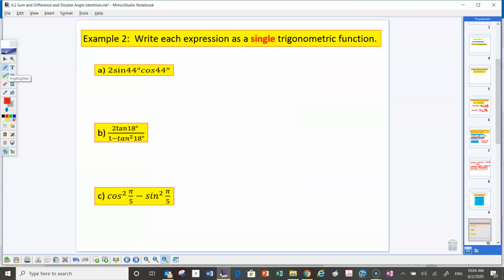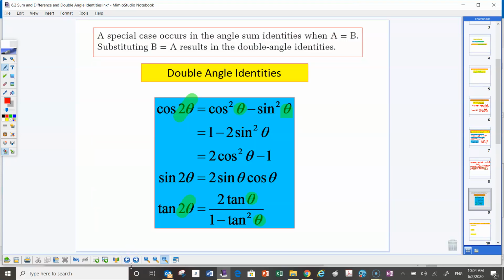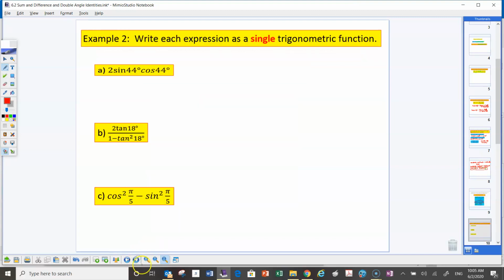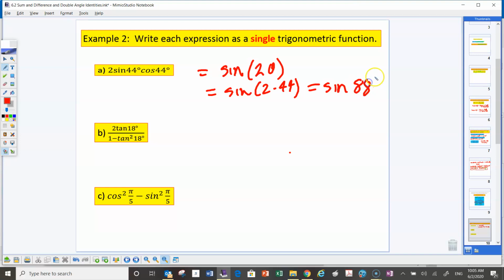Okay, so now we want to write each expression as a trigonometric function, and they're giving me the double angle identities. If we take a look at the first one, the only one that goes to sine of an angle, cos of an angle is this guy right here. So in this case, theta is equal to 44, and this is sine of twice the angle, while the angle in the expanded form is 44, so this would be 2 times 44, so this would be the sine of 88 degrees.